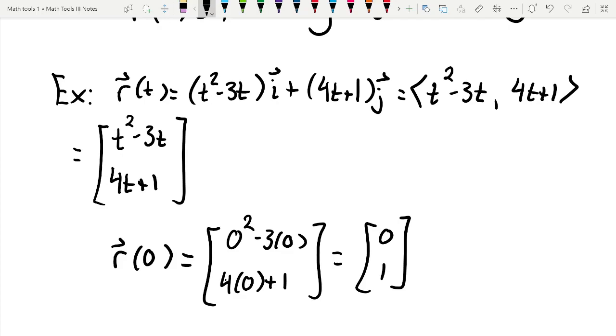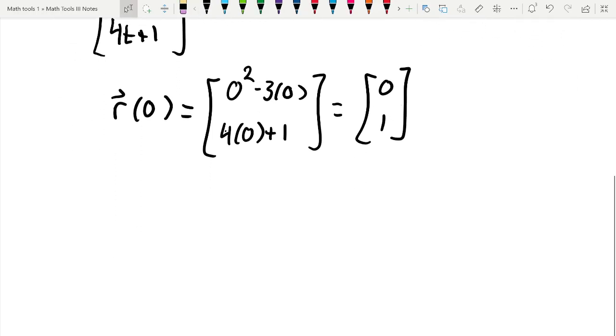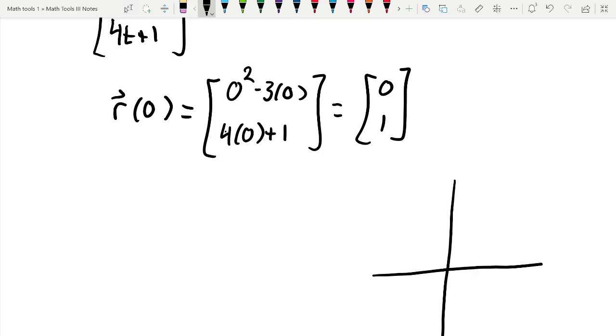And then if we wanted to put these on the graph, this gives us an output. So this is a point on the graph, 0, 1. So I can go ahead and graph these as we go. So 0, 1 is one point on our graph.